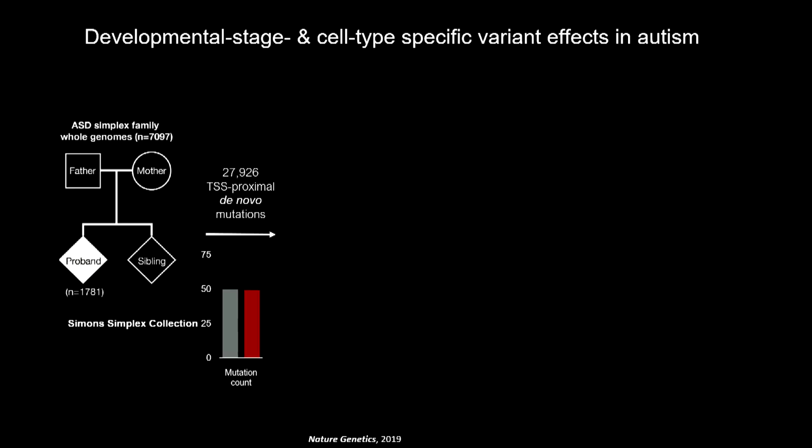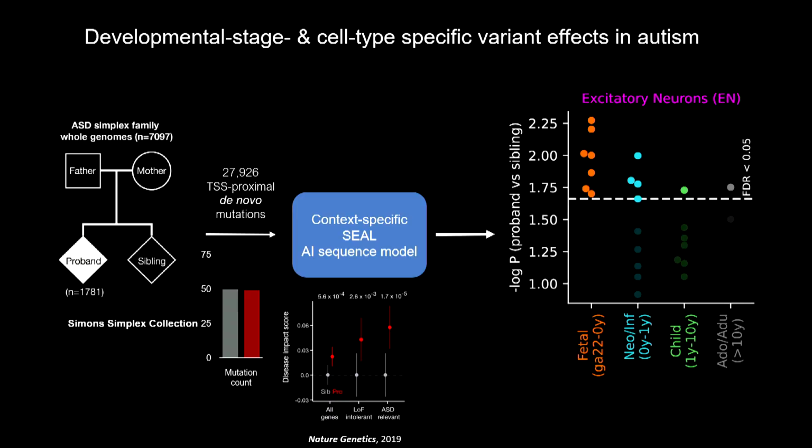In past work, we showed that despite there being no enrichment in the mutation count in the children with autism versus their unaffected siblings, there's a clear, significantly higher level of disruption using deep learners that weren't specific to expression, but just showed this epigenetic disruption. At the time, that was the first demonstration of a role for non-coding variants in autism. But now we can take this context-specific model and predict exactly at which fetal stage, in which cell type, these mutations are disruptive.